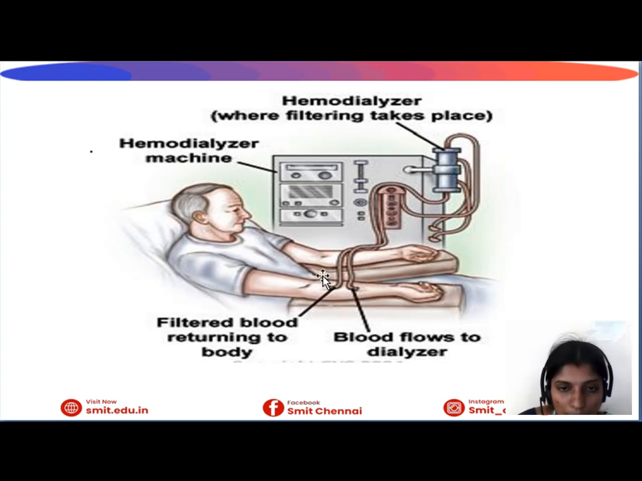This is the picture of filtering the blood through the dialyzer and returning the blood to the human body. Here we take the blood from the human body and again give back the filtered blood to the human body. This is the hemodialyzer machine during the treatment.